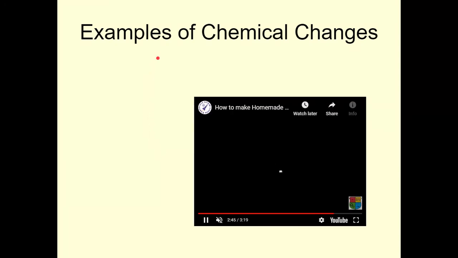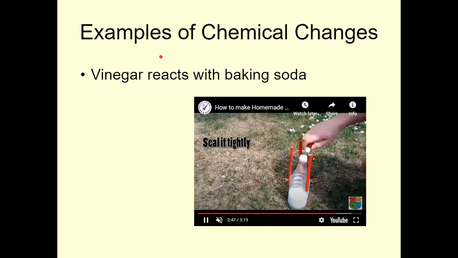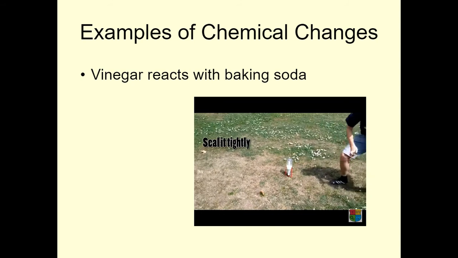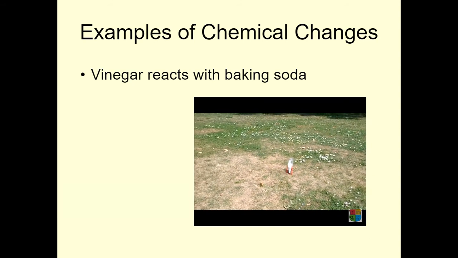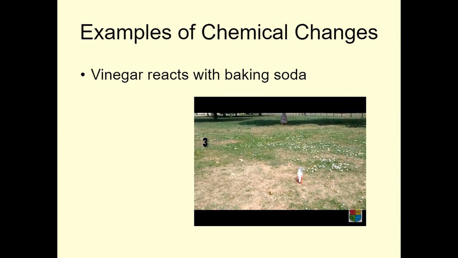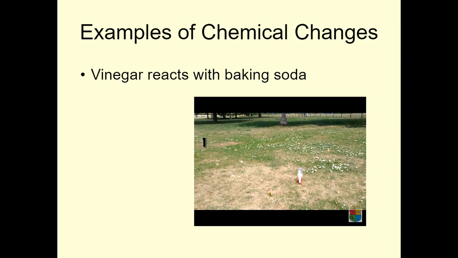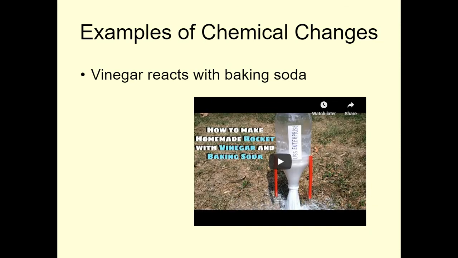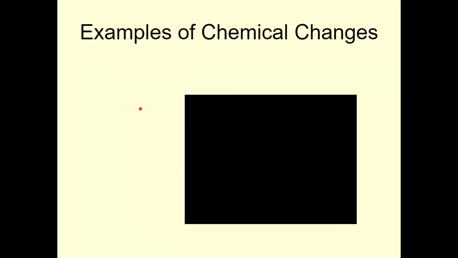Here's another example of a chemical change, one that I give you. Vinegar reacts with baking soda. How many of you have ever done this before? They made a rocket out of this one. Pretty cool, something you could do at home. Be very careful if you do.